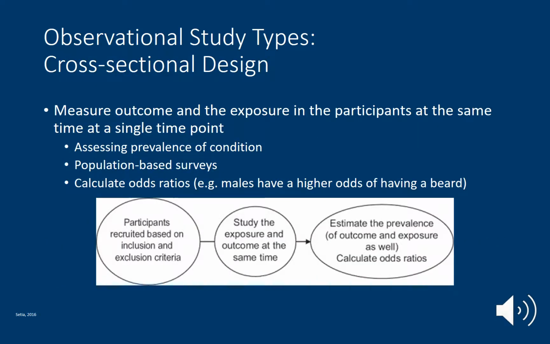In a cross-sectional design, we are able to measure the outcome and the exposure in participants at the same time, at a single time point. So we're able to assess the prevalence of a condition, and it helps us do population-based studies as well as to calculate odds ratios. So one example of an odds ratio is that males have a higher odds of having a beard.